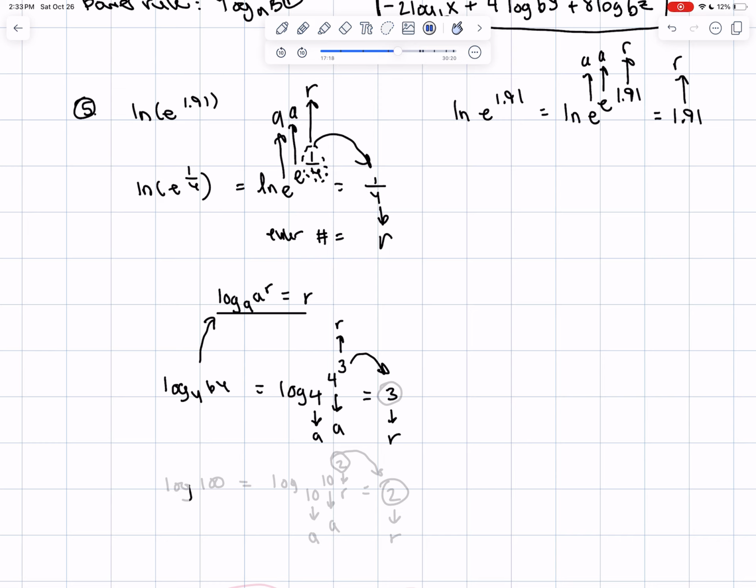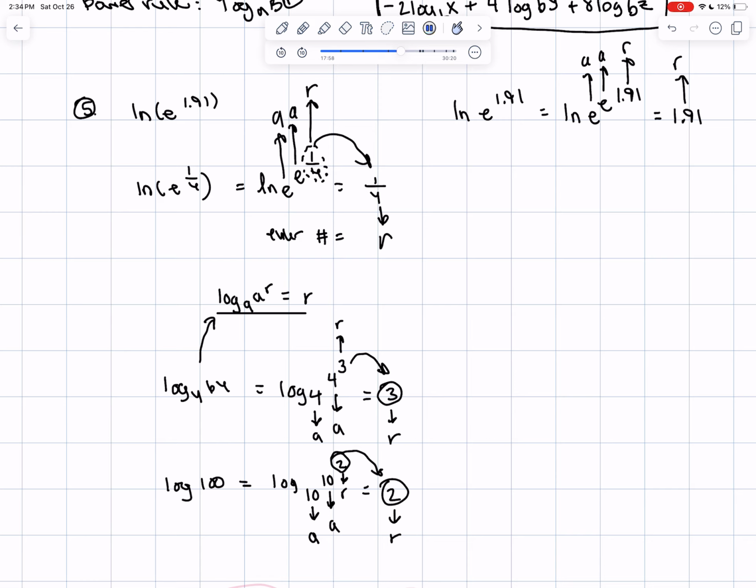Let's do one more. The log of 100. Well, they didn't give us a base here. What did I tell you in the beginning? If we don't have a base, we always know that the base is going to be 10. So that's my a. That means my other a has to be 10. So 10 raised to what gives me 100? Well, 10 to the second gives me 100. So that's r, and r is going to be our answer. That's how these can easily be evaluated using that inverse property.